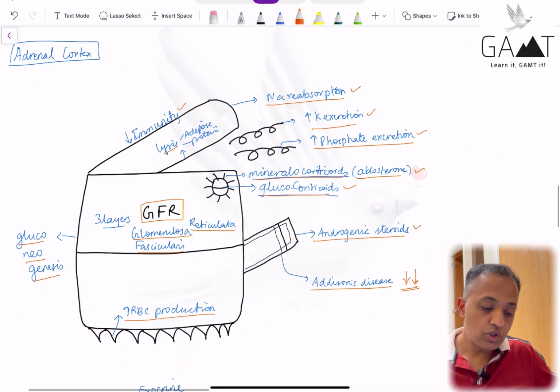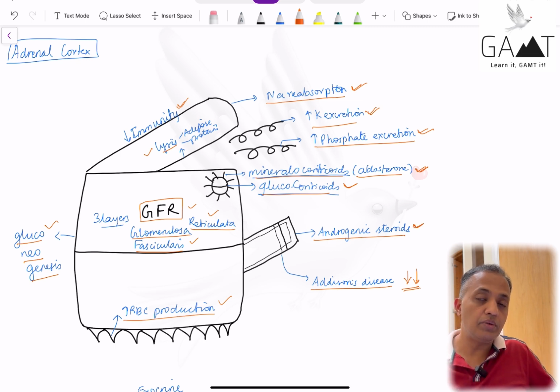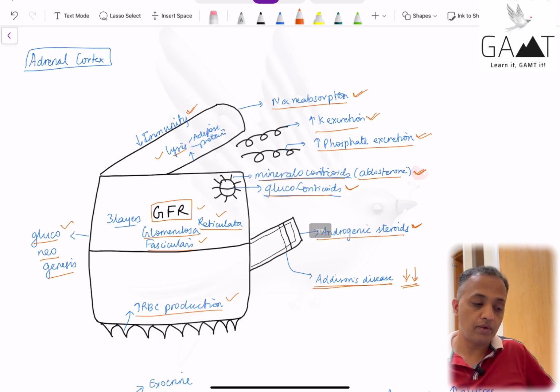So once again, very quickly, you have the adrenal cortex, which has 3 layers: glomerulosa, fasciculata, and reticularis. And the 2 sets of hormones: mineralocorticoids, aldosterone, and glucocorticoids. Glucocorticoids cause gluconeogenesis, an increase in RBC production. They also reduce immunity, causing lysis of adipose tissue and proteins. The mineralocorticoids increase sodium absorption, increase potassium excretion, increase phosphate excretion. The adrenal cortex also secretes androgenic steroids, and the reduction in the production of adrenal cortical hormones leads to what is called Addison's disease.